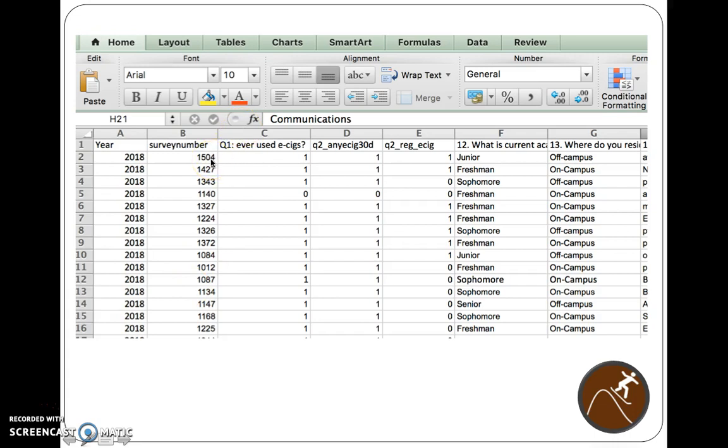So you can see here that this is survey 1504. This was a single person. Have they ever used e-cigarettes? And 1 equals yes. Have they used e-cigarettes in the last 30 days? That's yes. They were coded as a regular e-cigarette user. Are they a freshman, sophomore, junior? You see junior. Where do they live? Off campus. Maybe some questions about whether they're in Greek life, like a fraternity or a sorority. Do their parents smoke? All that stuff is gathered at the individual level.